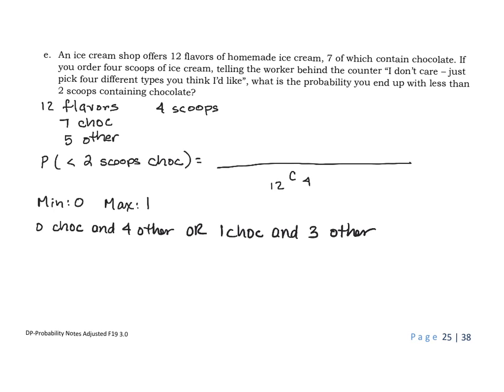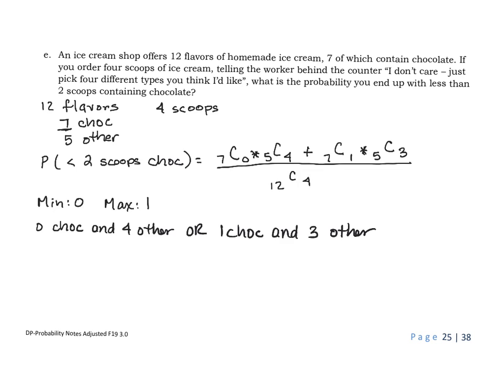All right, so I have 7 chocolate. I need 0. And I have 5 others. I need 4 scoops of that. Or I have 7 chocolate, of which I need 1. And of the 5 others, I need 3.